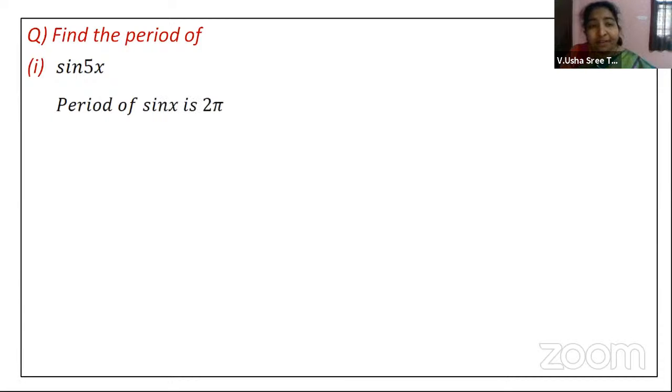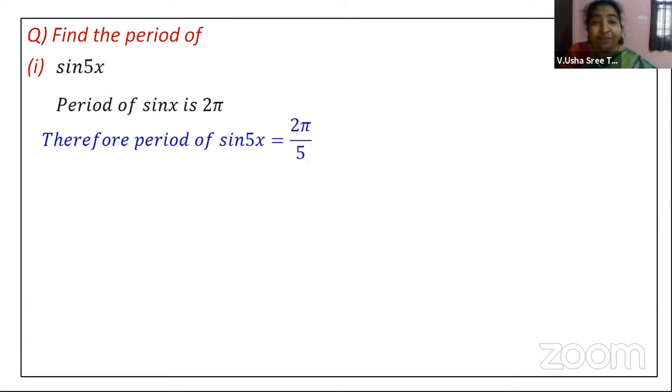Okay, so quickly we will look into some problems based on periodicity and the period of different trigonometric functions. Now find the period of sine 5x. We have seen the period of sine x is 2 pi. So according to the previous formula, for 5x it should be 2 pi by 5. This is a simple one, isn't it? This type of question you will get as a very short question for 2 marks.